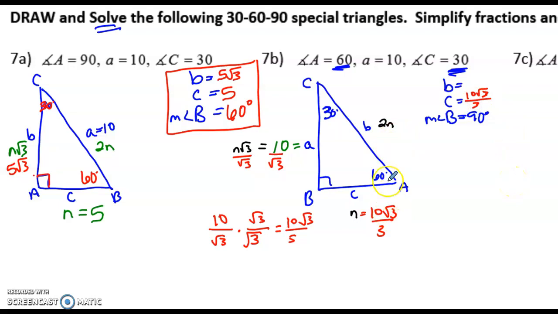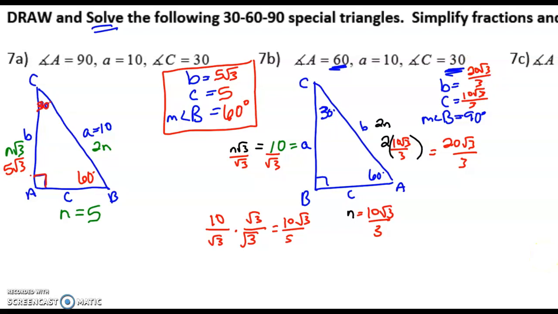Okay, for B, we just want to double that. So if I take 2 times all that, you're going to get 20 square root of 3 over 3. And we can't simplify that, so we'll just leave it like that.